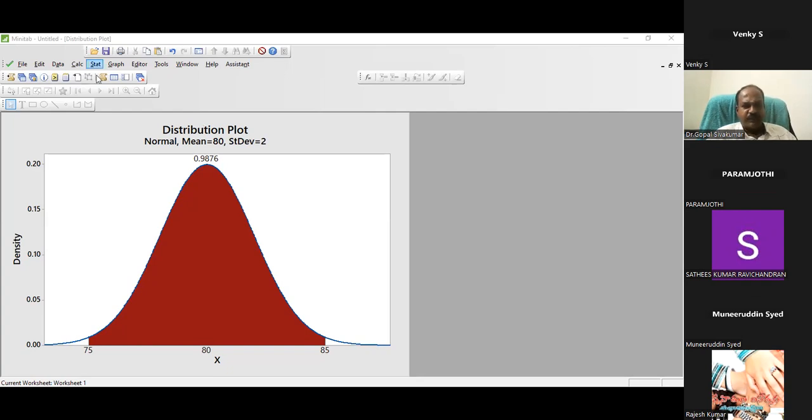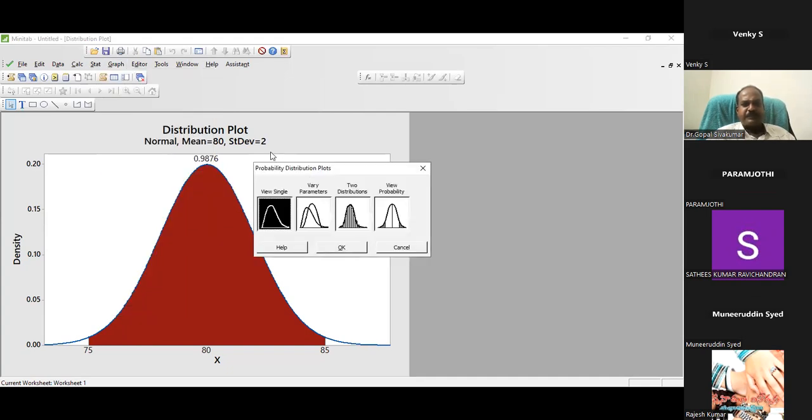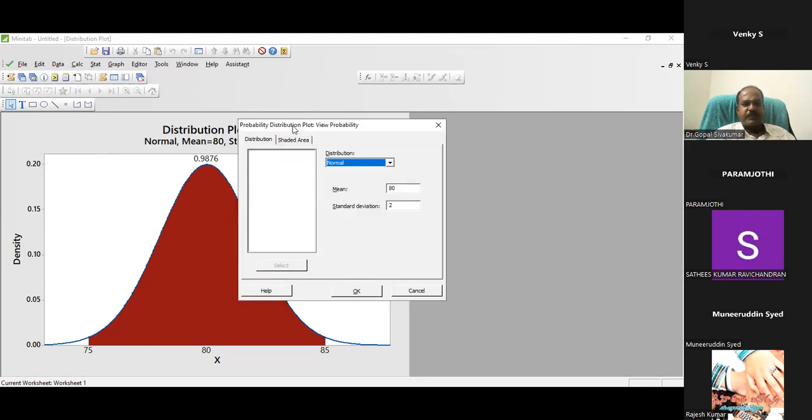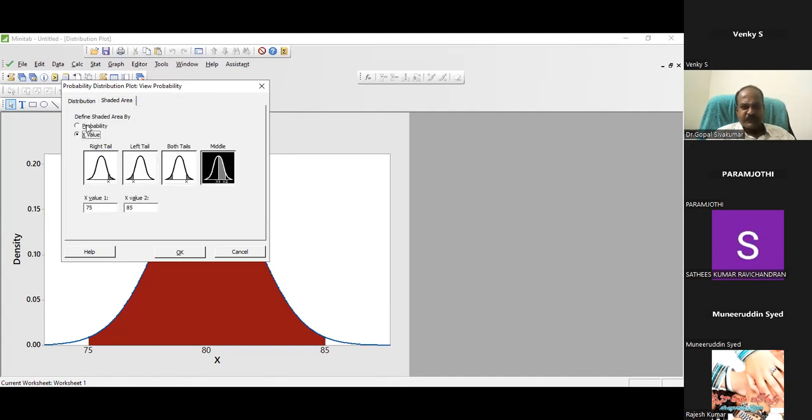So let one of you please guide me. Where should I go now? Graph, then probability distribution plot, and view probability. Then normal distribution, mean 80, standard deviation 2. Very good. Then shaded area, probability, X here and middle. The area should be middle, between 2 points. So now here I should type 75 and here I should type 85.